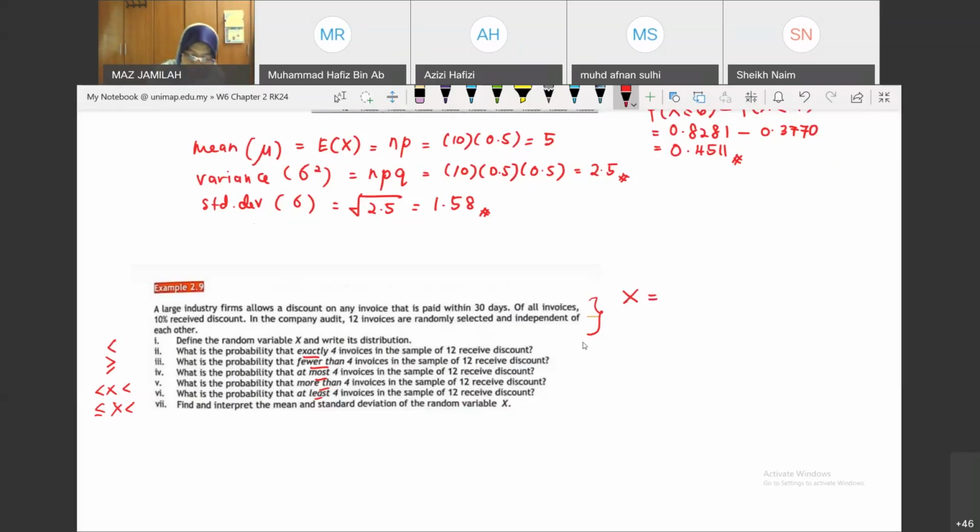Okay. So of all invoices, 10% receive discount. Means that the probability of success refers to those who got the discount. So X will always be the number of invoices in the sample that receive discount.